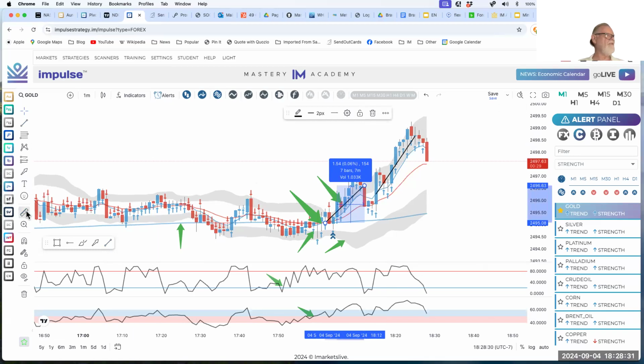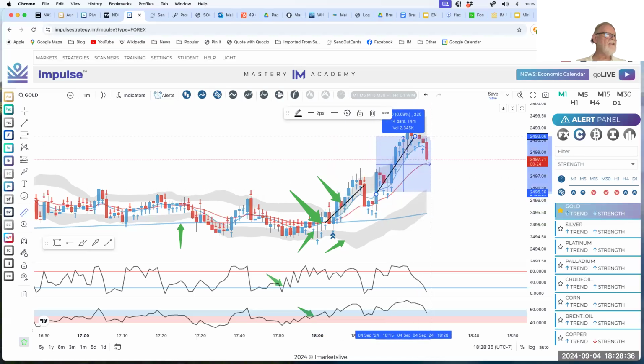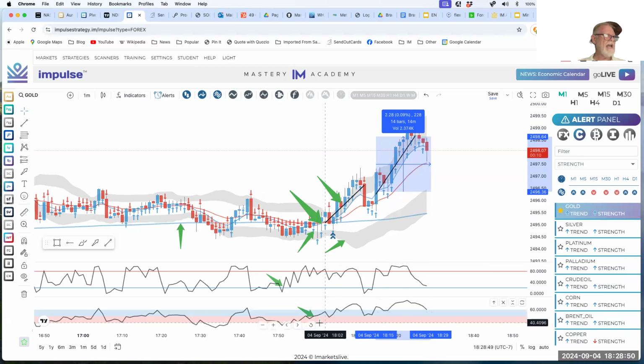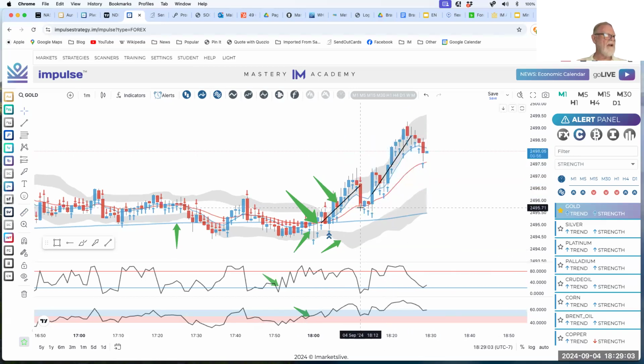And on this second move right here, you would be in around here, and you would get out about there. That's another 228 pips. So in that move, you'd be up over 180 pips on that move. And that move started at 6 o'clock, 6:02, no, 6:04 our time. You got out at probably 6:12, so you're in that for 8 minutes.